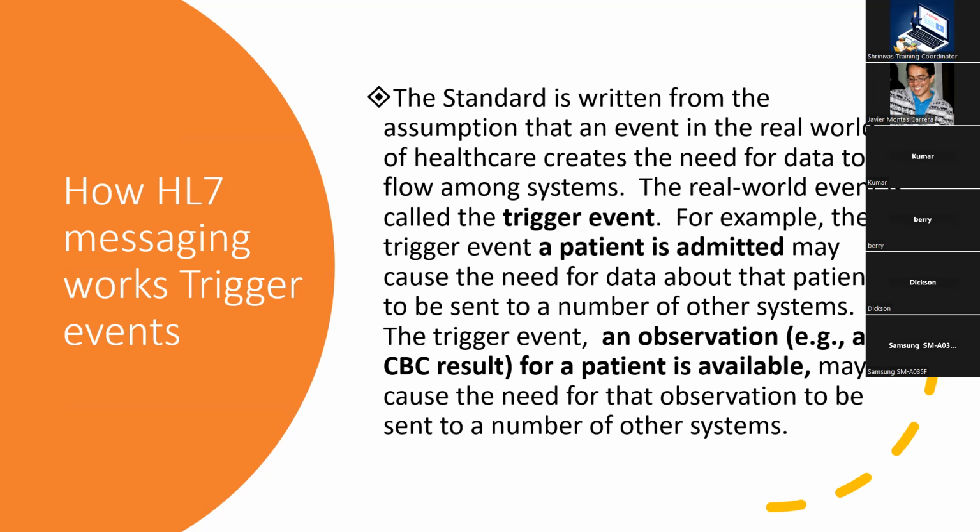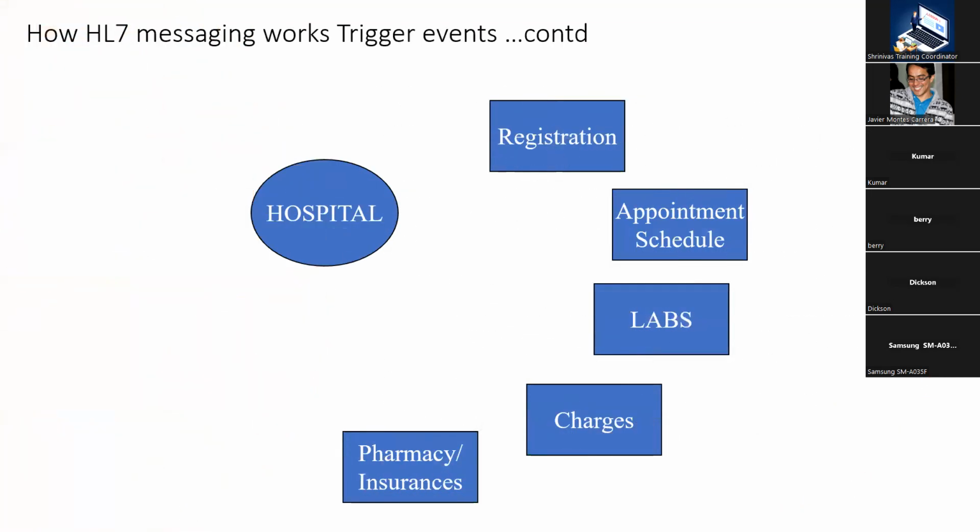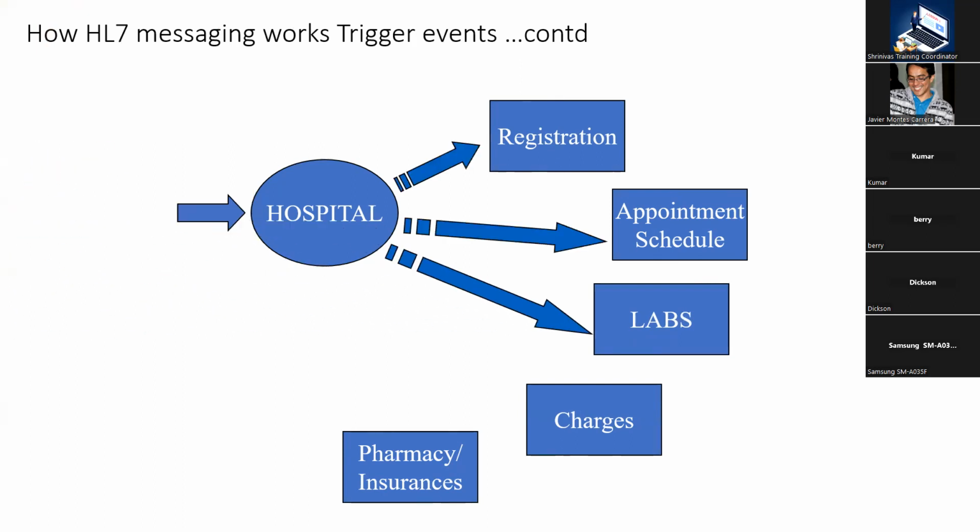Okay, we'll explore more about what trigger events are in tomorrow's session, but I hope you got an idea that there are events happening right from the moment the patient enters the hospital till he leaves. So how can you categorize them? You can categorize them into various categories like registration related events, appointment related events, lab related events, charges related events. You have various events happening within the hospital, pharmacy related events, and so on.